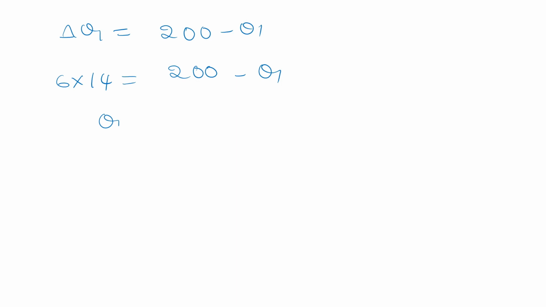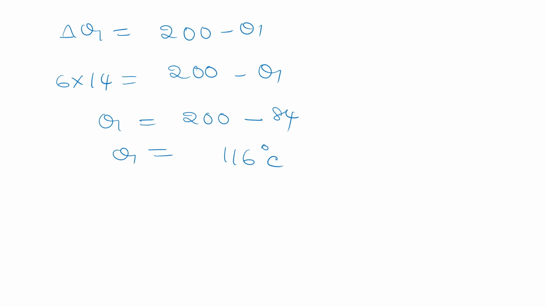Next, delta theta 1 is equals to 200 minus theta 1. Theta 1 here now we are calculating. So delta theta 1 nothing but 6 into 14. We are getting here x value as 14. So that is equals to 200 minus theta 1. So theta 1 is equals to 200 minus, 6 14s are 84, 200 minus 84 116 degree centigrade.